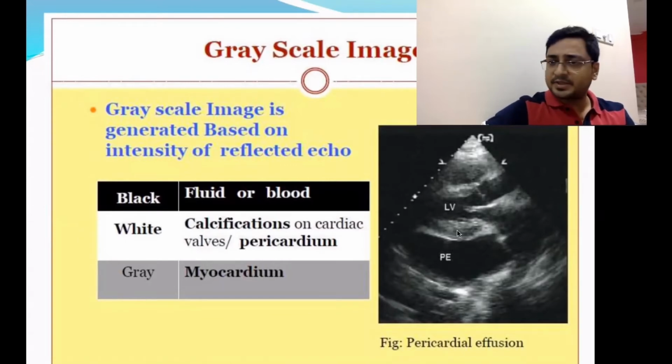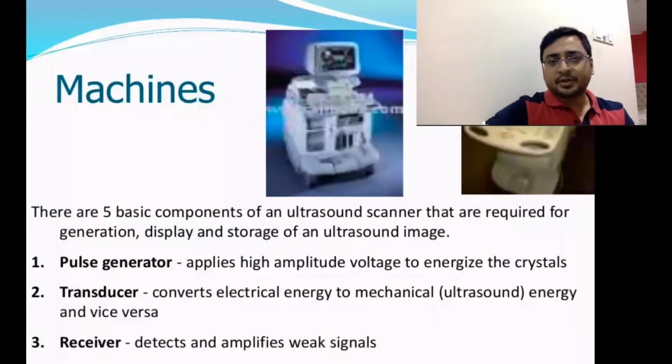So the grayscale image is generated based on intensity of reflected echo. The black color is fluid or blood, the white is calcification on cardiac valves or pericardium, and gray is your normal myocardium. So these are the machines of echocardiogram. We have all seen them in the echo room, echo lab, or in the OT.